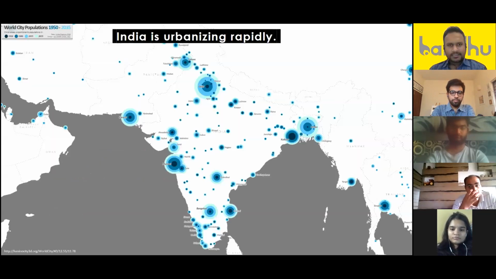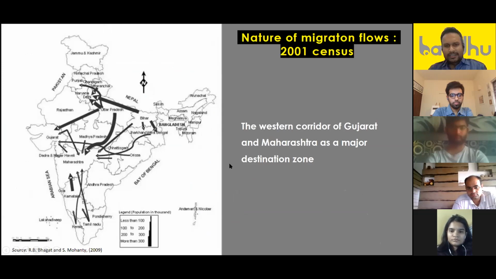So, diving straight in, we know India is urbanizing, as you can see. The smaller circles are smaller cities, for example, in 1950. In 1950, Calcutta was a big city, but you see it hasn't grown much. In comparison, Delhi is expanding like crazy. So of course, there are certain trends. How do we get some sense of data?